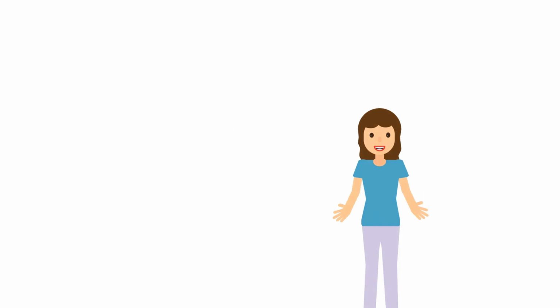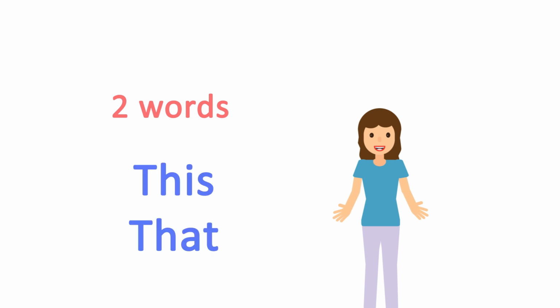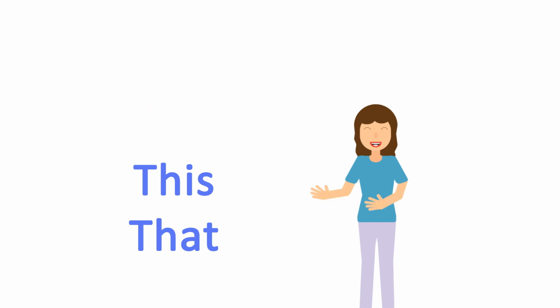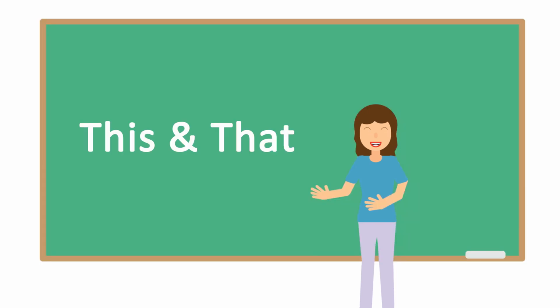Ayubowan. If you think that Sinhala has only 2 words for this and that, you're wrong. And if you think that it's 4 words and after you learn those 4 words, you know how to say this and that in Sinhala, you're still wrong. In this lesson, you're going to learn the different ways of saying this and that in Sinhala.